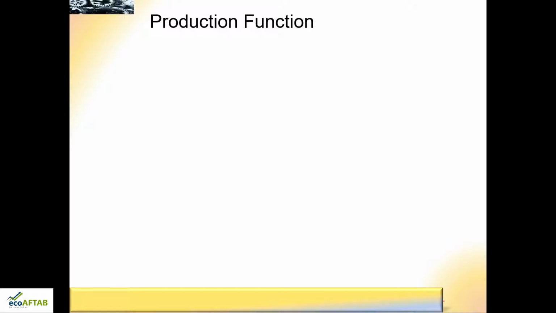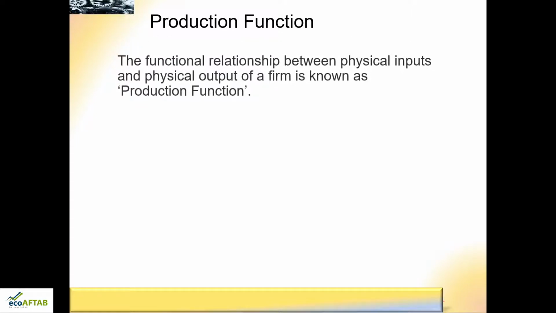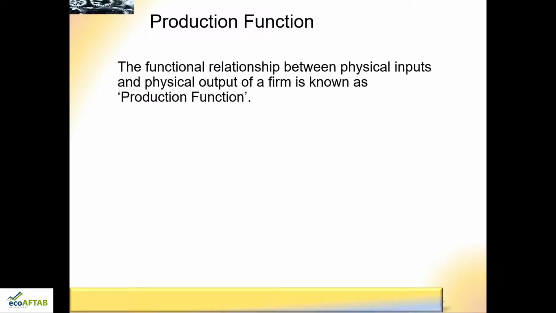Now, having understood what is production, let us see what is production function. The functional relationship between physical inputs and physical output of a firm is known as production function. So production function tells us that there is some technical relationship between physical inputs and physical output, and that technical relationship is called production function, which is denoted as Q is equal to F of A, B, C, D.